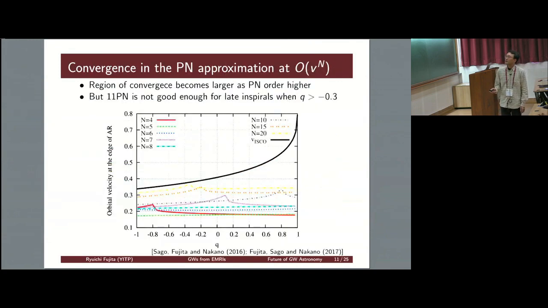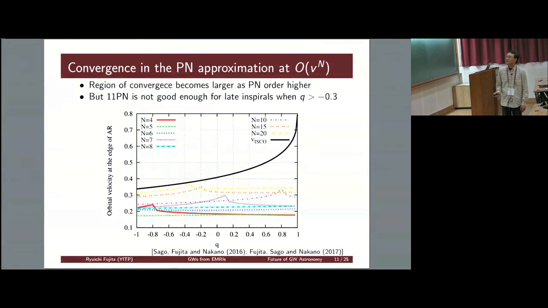So this is showing the convergence property in the post-Newtonian approximation as a function of spin parameter q, and the vertical axis is the orbital velocity, which is valid to a certain accuracy. So if you increase the post-Newtonian order, the region of validity will become larger.